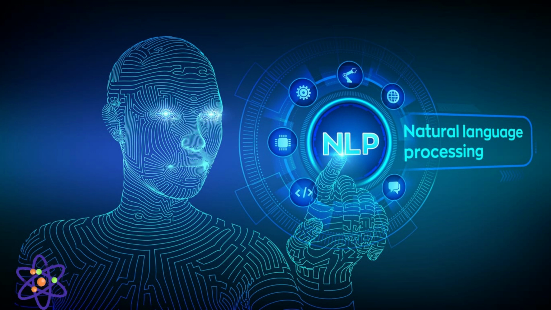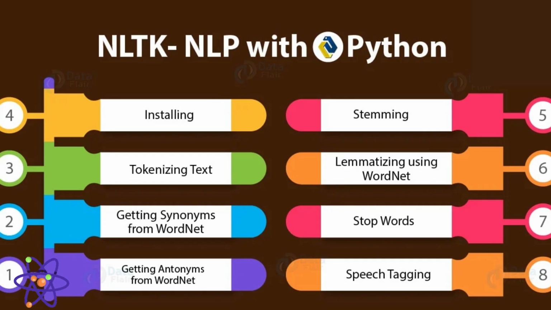NLTK is a comprehensive library for natural language processing, offering tools for text analysis, tokenization, stemming, and more. It includes a wide range of corpora, lexical resources, and pre-trained models for various NLP tasks. NLTK supports text classification, sentiment analysis, part-of-speech tagging, and named entity recognition. It is known for its educational value and is often used for teaching NLP concepts and techniques. NLTK is open source and widely adopted, and has a vibrant community.